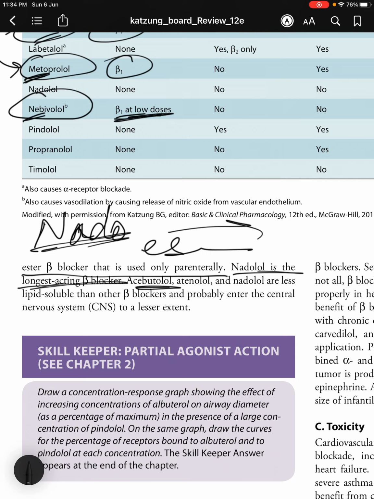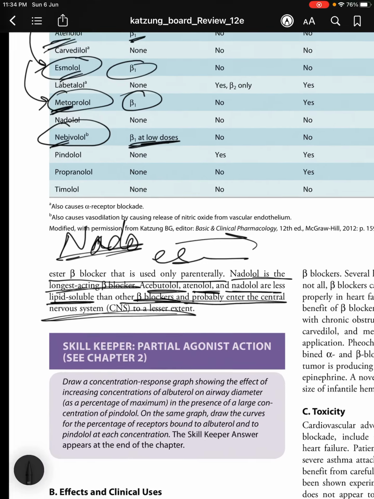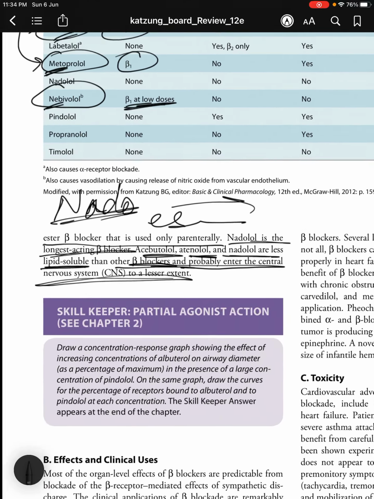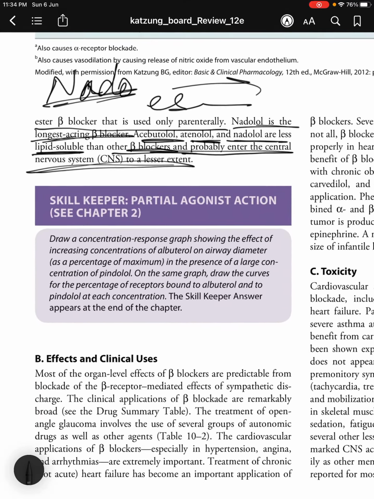Esmolol is the short-acting one, and acebutolol, atenolol, and nadolol are less lipid soluble than other beta blockers and probably enter the CNS to a lesser extent. Okay, so because it is less lipid soluble, nadolol is a long-acting beta blocker, the longest-acting beta blocker.